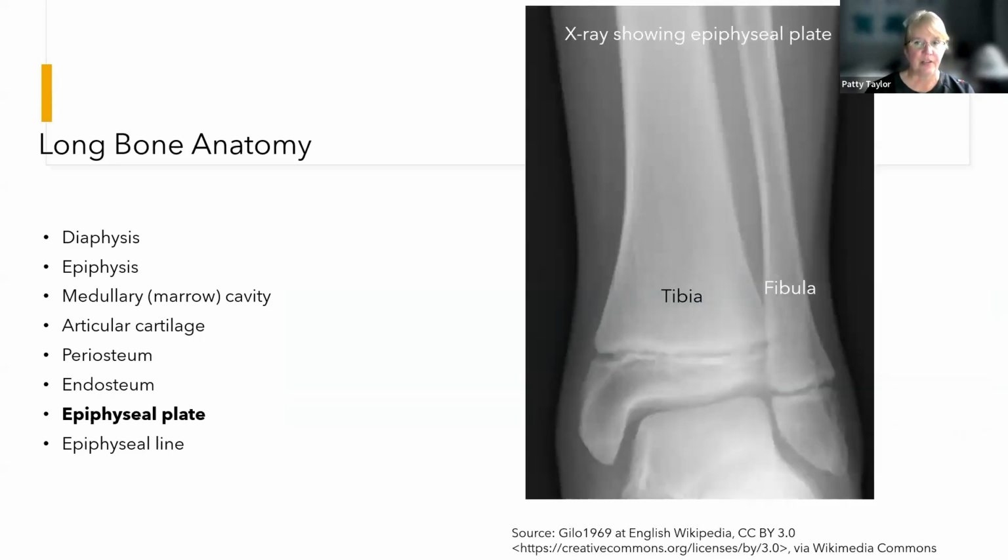Really cool picture here of an x-ray. You're looking at the tibia and fibula. In fact, you're looking at the distal end where the tibia and fibula create our ankle. So if you look at the tibia and fibula, it looks almost like there's a fracture through there, but that's not a fracture. That's actually the epiphyseal plate. It's just a dark space through the end of the bone. There's hyaline cartilage in that dark space. Let me circle them for you.